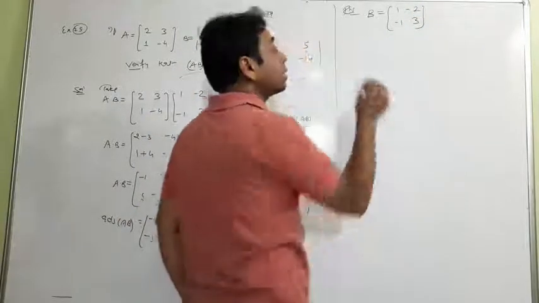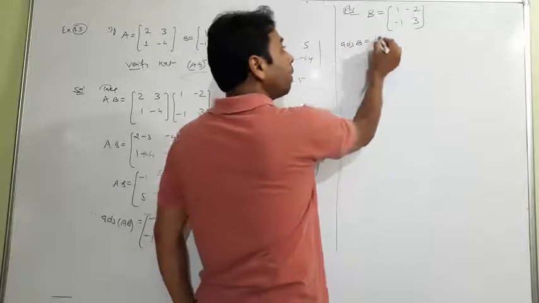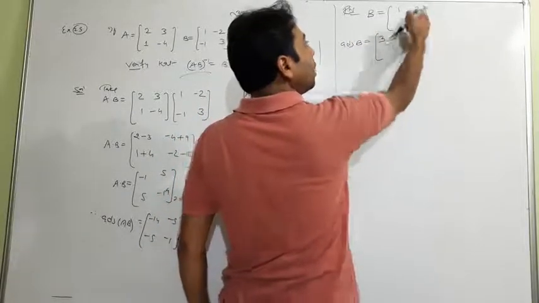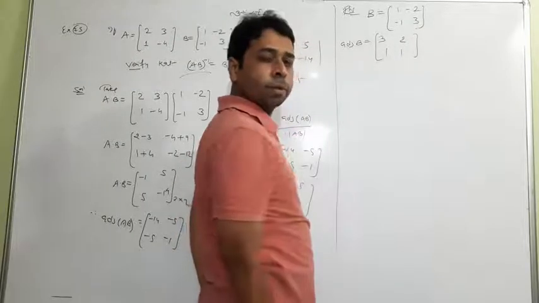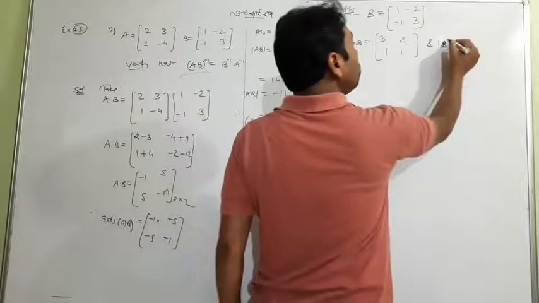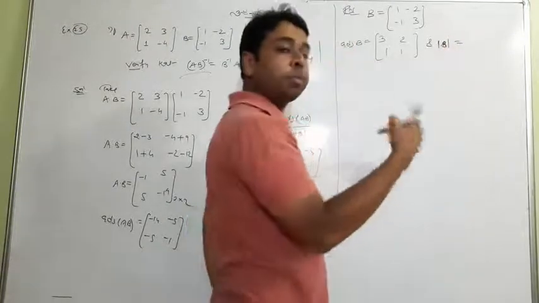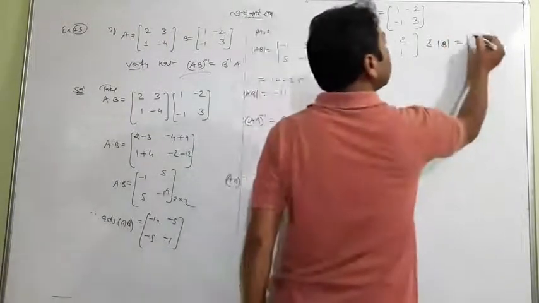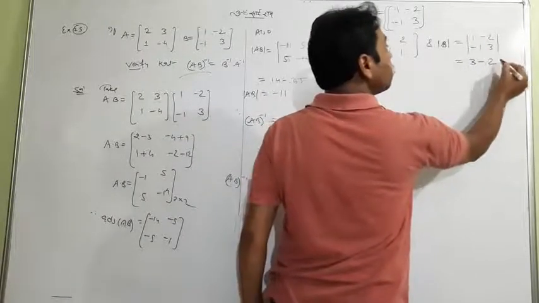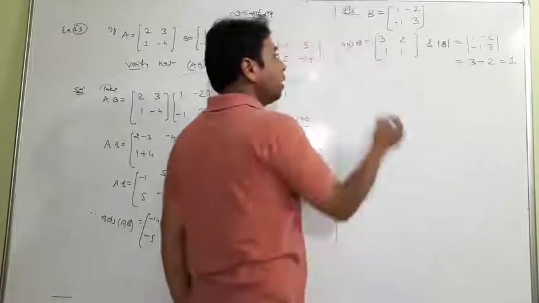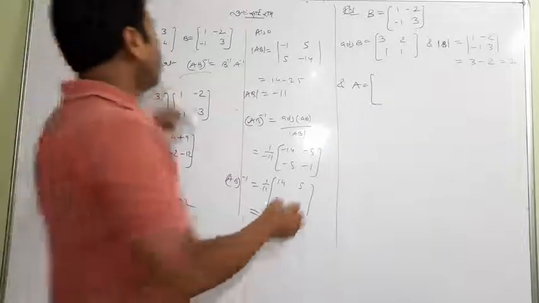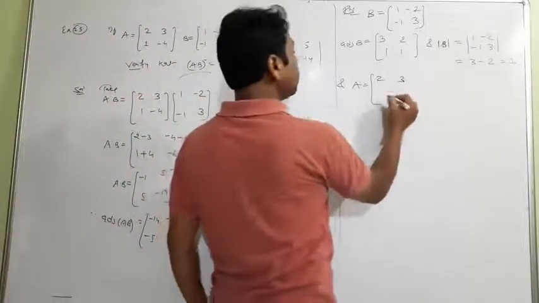I will find two things: adjoint B directly, with the short trick, interchange and change sign. And the determinant of B also, because for B inverse I need adjoint B upon determinant B. Determinant B is 1, minus 2, minus 1, 3: 3 ones are 3 minus 2 ones are 2, which is equal to 1. And A is what you had: look at A, 2, 3, 1, minus 4.